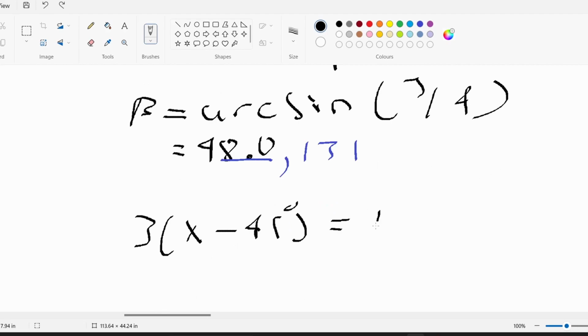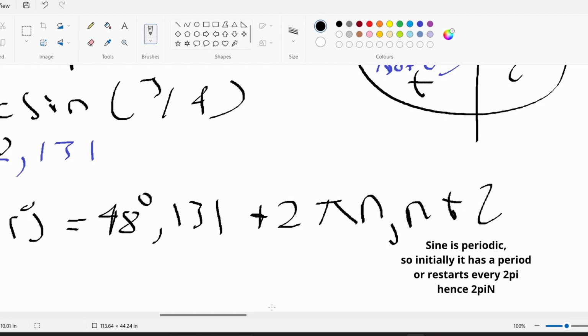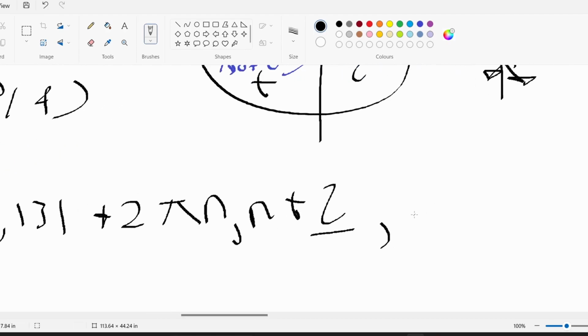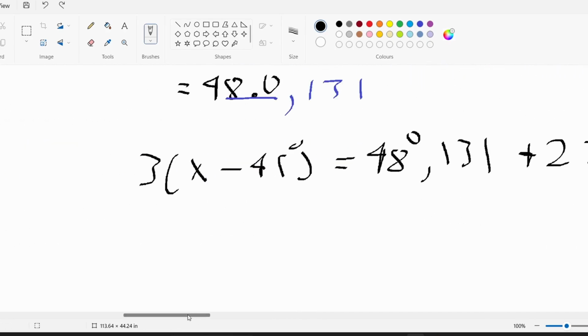So we'll write 48 and 131 plus 2 pi n such that n is an element of Z. Z for IB is all integers, or you could just say n, natural numbers. But if you use n, then you need the plus or minus, I believe. So it doesn't really matter. IB uses Z, makes more sense, because this includes negative and positive.